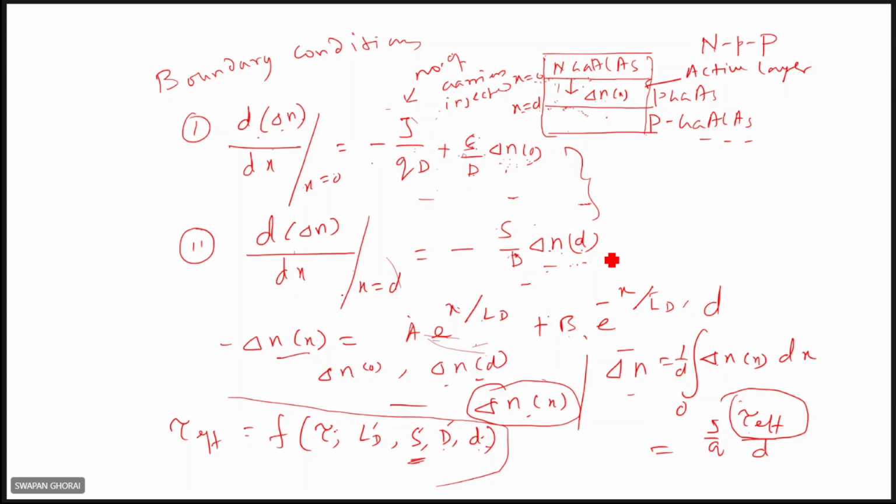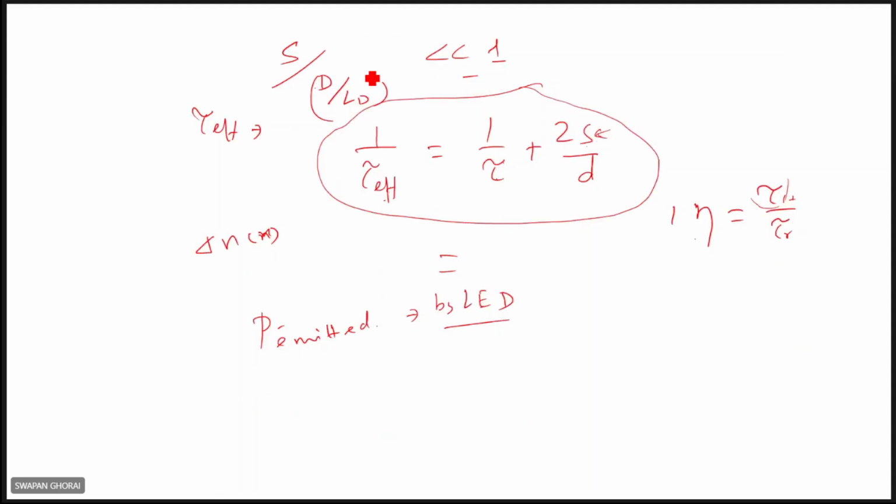Now this is a very big expression. It can be reduced if you assume the condition S by D by LD is less than 1. That means surface recombination is small compared to the bulk diffusion, D by LD being the bulk diffusion. Under these conditions, 1 by tau effective equals 1 by tau plus twice S by d. So you can see it here.